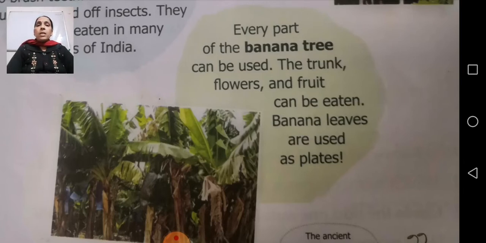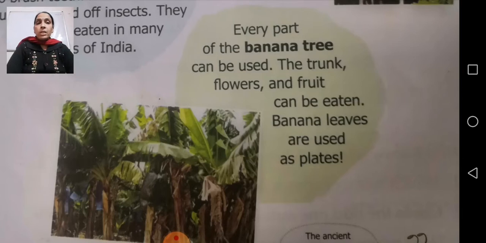So banana leaves are used as plates. You all have seen this in many restaurants, especially the restaurants found in southern India. Let's say I am teaching you, that is, what are the uses of plants. Banana trees are quite available in the southern area also. And especially if I talk about this state, here every part of the banana tree can be used.